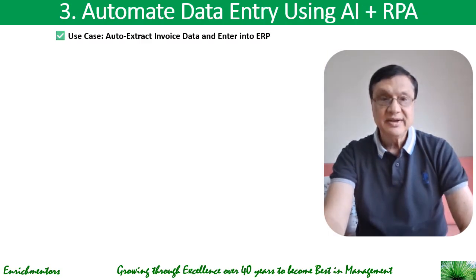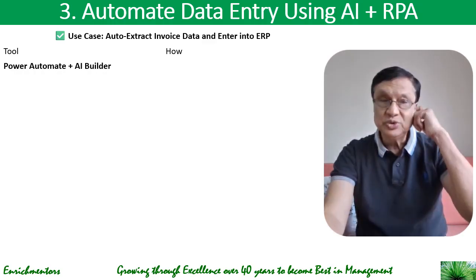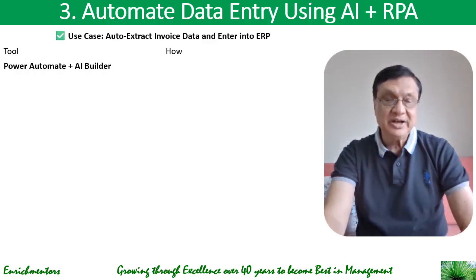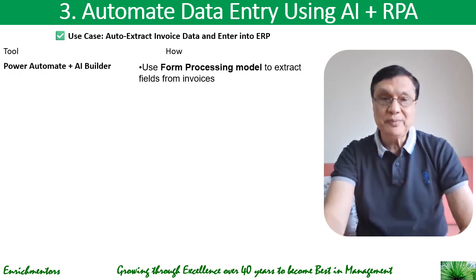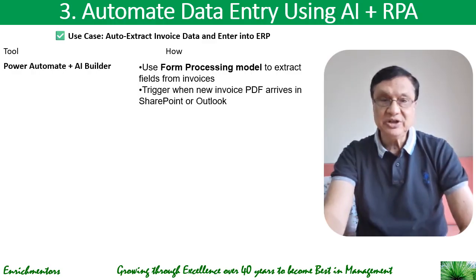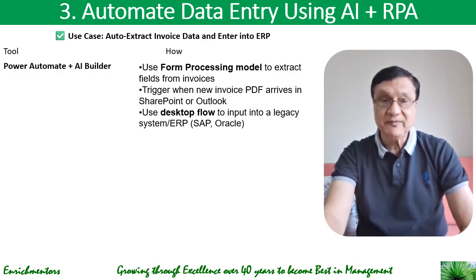So you need to choose the right automation platform based on what is your current state of business. Then let's take a look at automating data entry using AI plus RPA, and let's look at a use case to auto extract invoice data and enter into ERP, right? So the tool that you can use there is Power Automate plus AI Builder. And how can you use this tool? What things you can do in this tool? So first, use form processing model to extract fields from invoices. Then you trigger when the new invoice PDF arrives in SharePoint or Outlook, and use desktop flow to input into legacy server or ERP like SAP or Oracle.